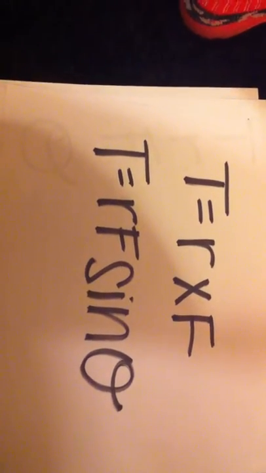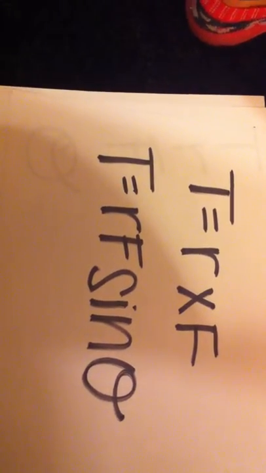In the second equation, T is the magnitude of torque, and R is the distance from the axis of rotation to the particle. F is the magnitude of force applied, and theta is the angle between the position and force vectors. And these are just the variables that I just described.